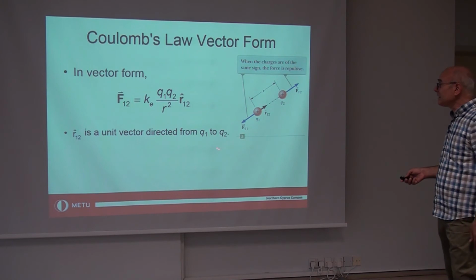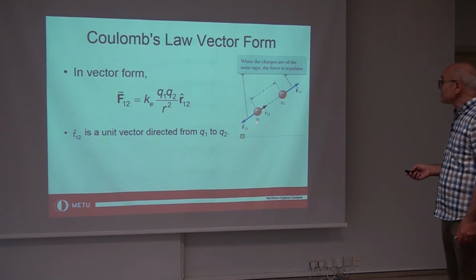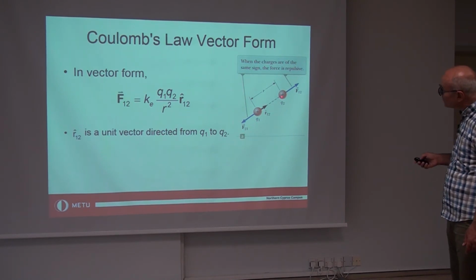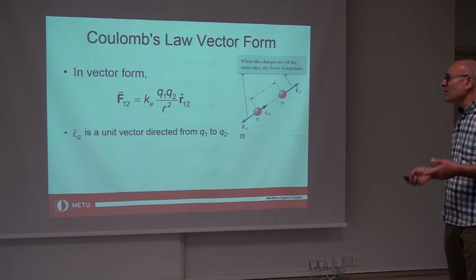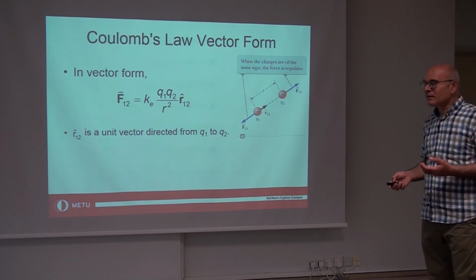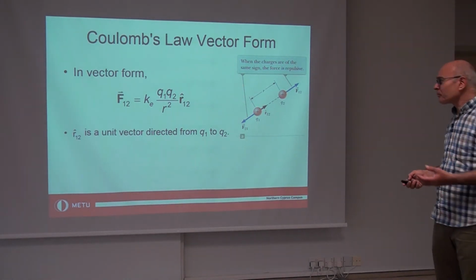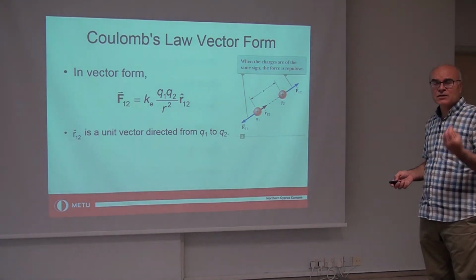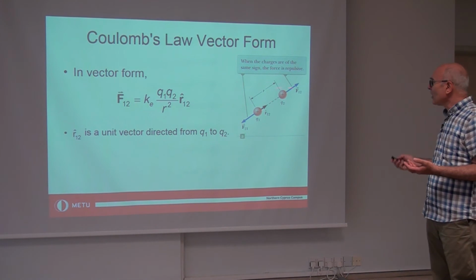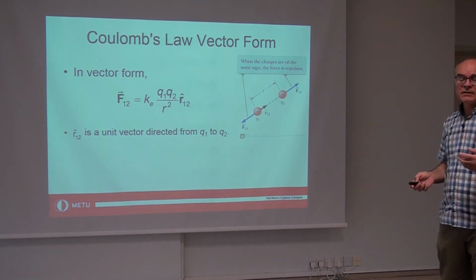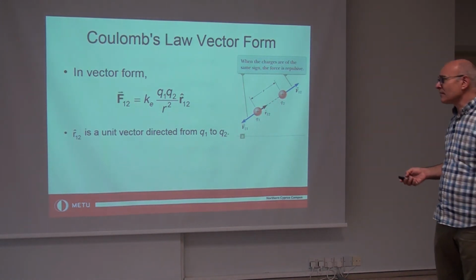If you want to find F21, then in this case you have to define a unit vector that goes from 2 to 1. And the expression for that vector is the same. Of course, this is a very compact, efficient and precise way to write the force by charge 1 on charge 2.